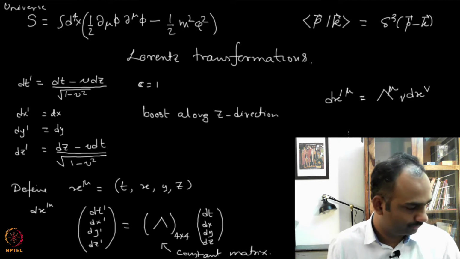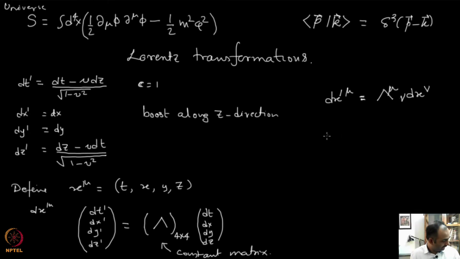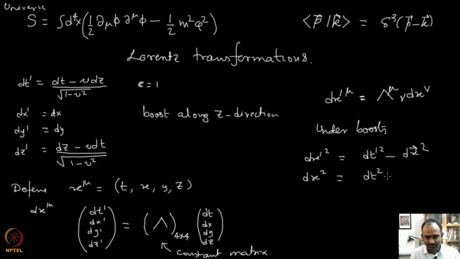Now let me say that under boosts we know that dx prime square, which is dt prime square minus dx prime square, remains unchanged. So this is, let me write first this part, this is prime, and we know that under Lorentz transformations this is an invariant. This combination is an invariant combination.